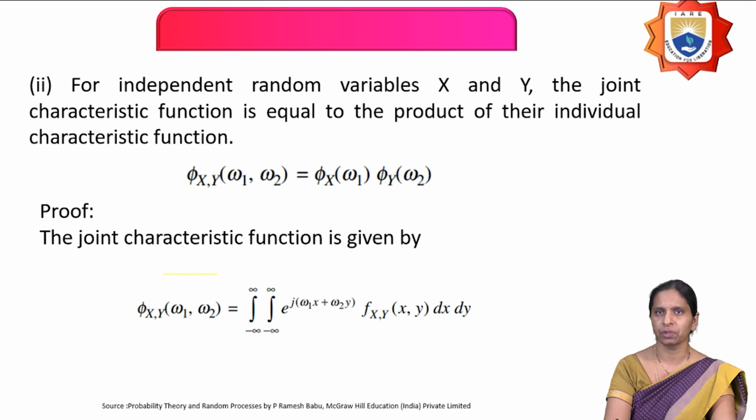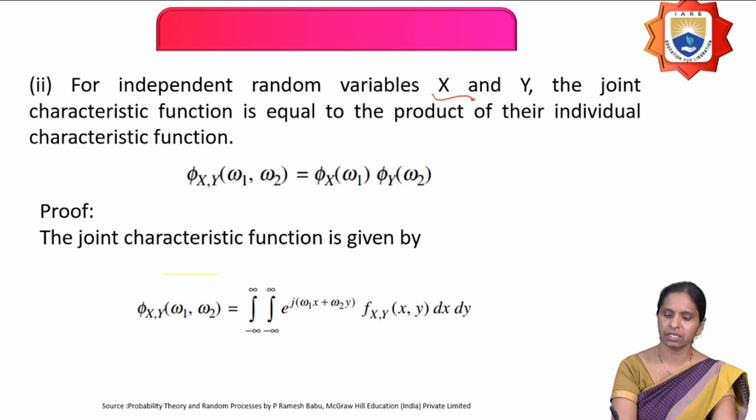And coming to the second property, if x and y are two independent random variables, then the joint characteristic function is equal to the product of their individual characteristic functions. So, in case x and y are independent random variables, how are we saying that the joint characteristic function of the two random variables is equal to the product of their marginal characteristic functions?